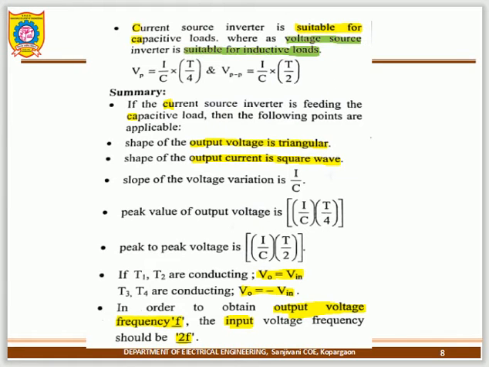And a bit more depth about why we go for current source inverters. If the load is a capacitive load, the current source inverter is suitable. Easy to remember: C, current source for capacitance. The voltage source inverter is suitable for inductive load. A square waveform is produced for the output current, and a triangular waveform is produced for the output voltage. So this is about the current source inverters.